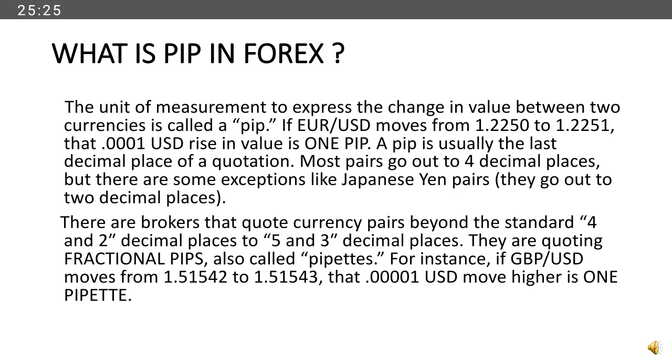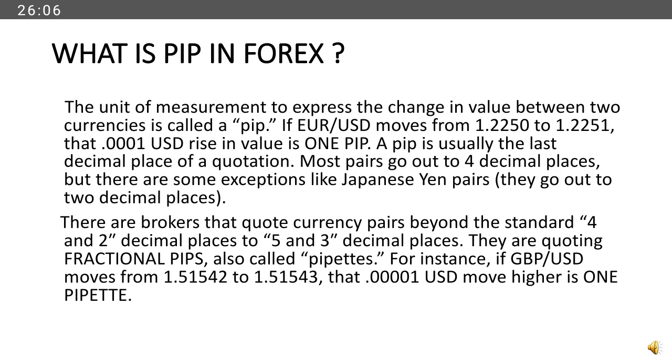Most pairs go out to 4 decimal places. So a PIP is the 4th decimal place. That's what you use to calculate it. So the difference in movement is the PIP, whether upward or downward. Most pairs go out to 4 decimal places, but there are some exceptions like Japanese yen. Japanese yen pairs, any pair you see with Japanese yen, is not always up to 4 decimal places.